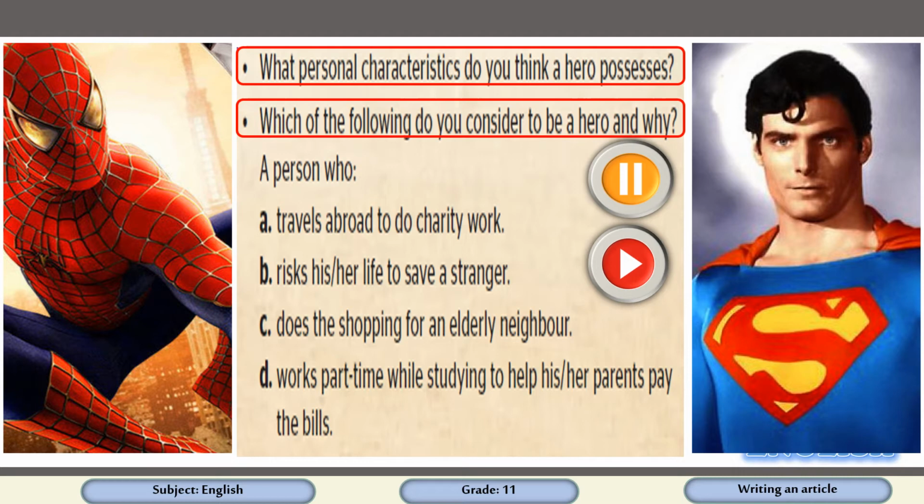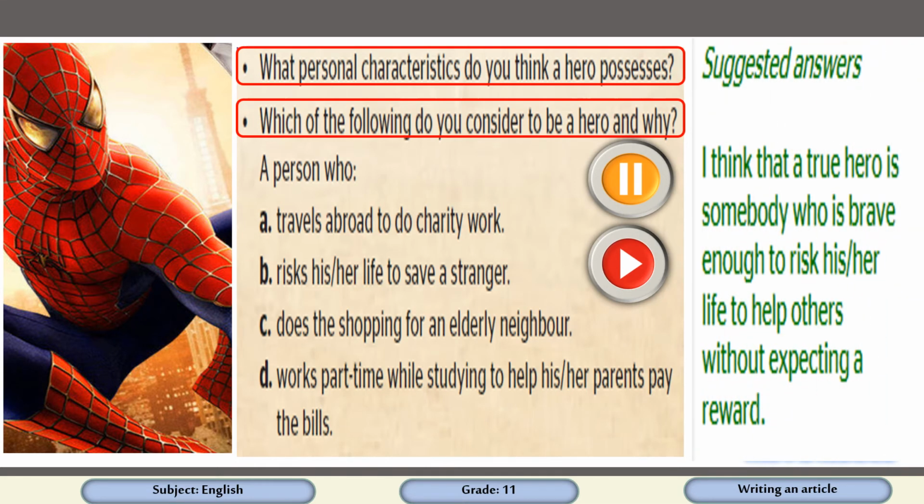Okay, welcome back. Now let's check your answers. So the first question, what personal characteristics do you think a hero possesses? Here is a suggested answer for the question. I think that a true hero is somebody who is brave enough to risk his or her life to help others without expecting a reward.